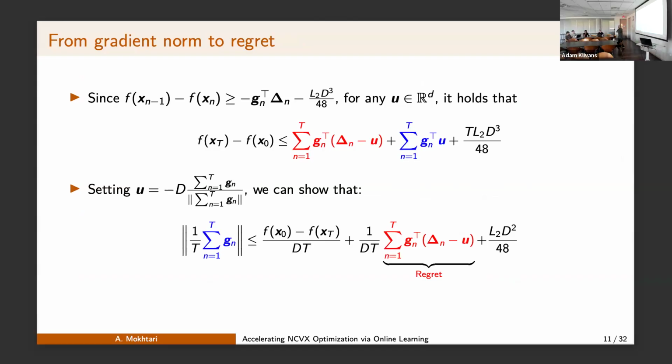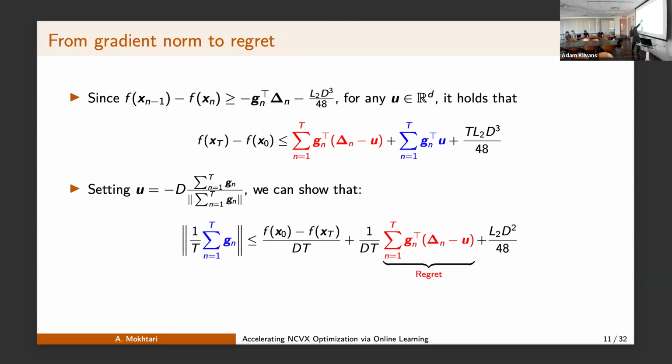I have not given you any algorithm so far. All I'm saying is that suppose I'm playing this game. x_{n-1}, delta n, I see x_n. x_{n-1}, delta n, x_n. And I haven't described how I pick delta n. For any delta n, you can come up with this guarantee.